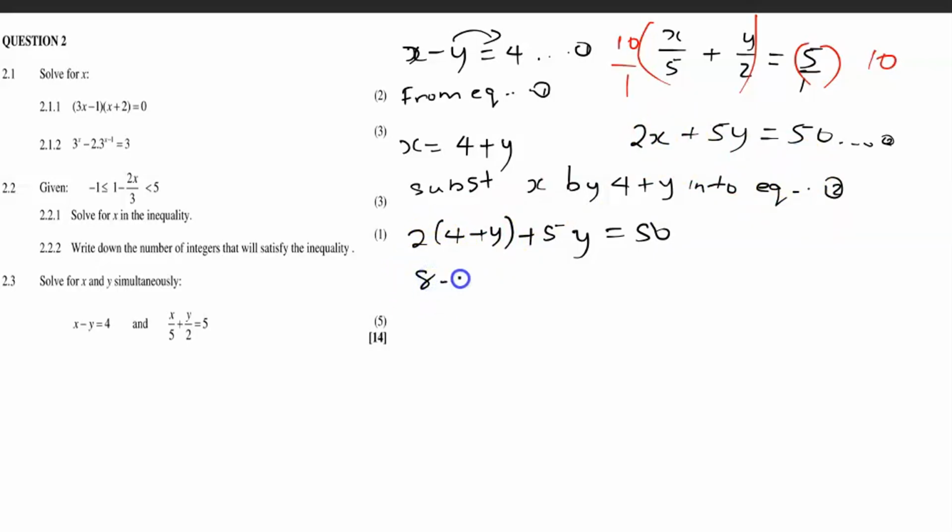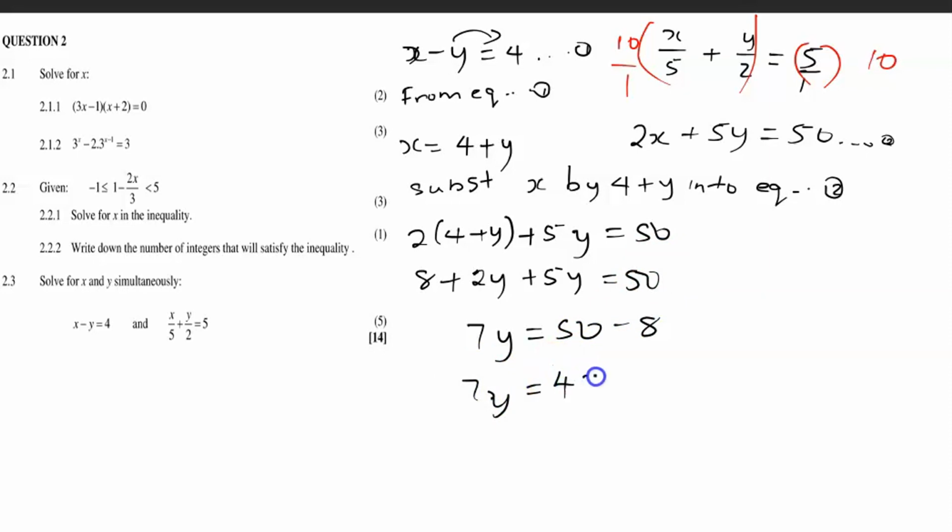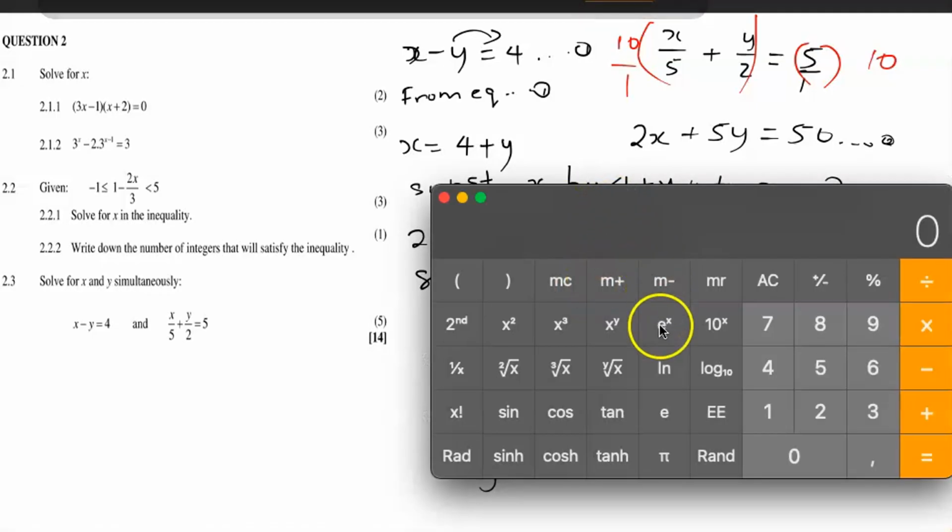2 times 4 is 8 plus 2y plus 5y equals 50. And then here you've got 7y equals 50 minus 8. So you just transpose the 8 to that side. 7y is equal to 42, and then you divide by 7 on both sides. Then y is equal to, you can just punch that on your calculator, 42 divided by 7, answer is 6.